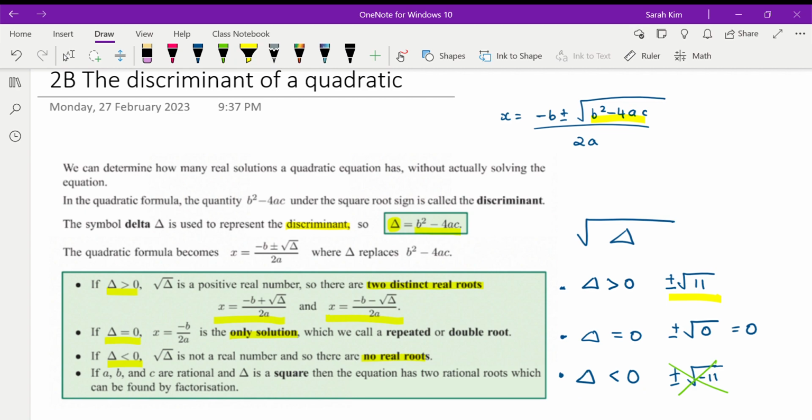So just by identifying and looking at the discriminant, which is b squared take 4ac, just looking at that part, we actually get information on how many solutions we have. You can have two distinct real roots, that's one of the options. You can have one solution, and we can have no real roots. So that is our summary.